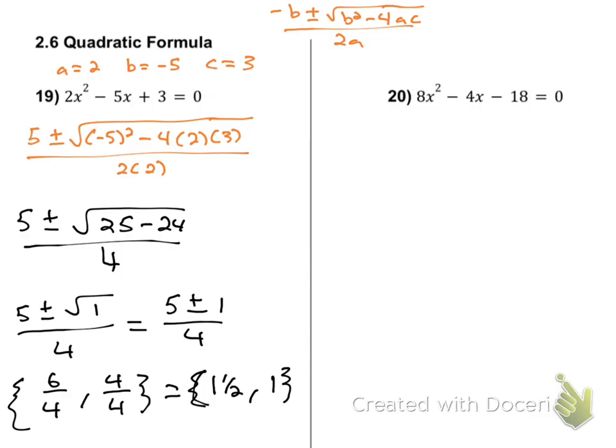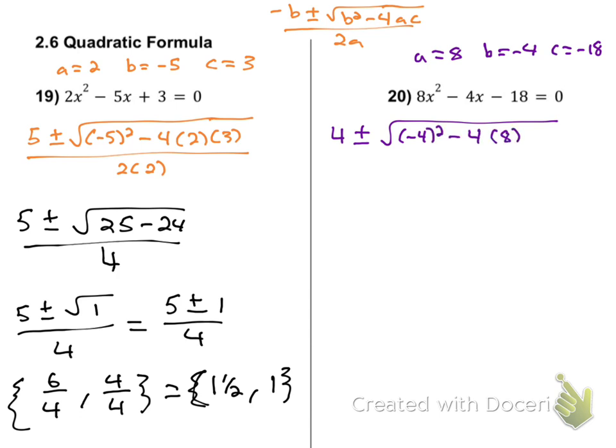All right. Last one here. All right. a is 8. b is -4. c is -18. So quadratic formula is -b. -4 makes that a +4. Plus or minus the square root of b squared minus 4ac all over 2 times a.